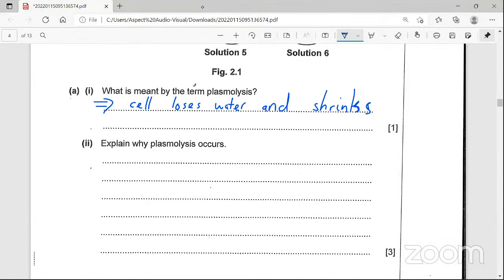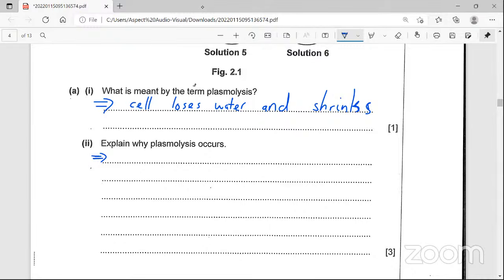Right. Now they ask you, explain why plasmolysis occurs. Yes, you. This is when there's a low concentration outside the cell, so inside the cell there is a higher concentration. Meaning that water will now be churned out of the cell into the solution. Great.